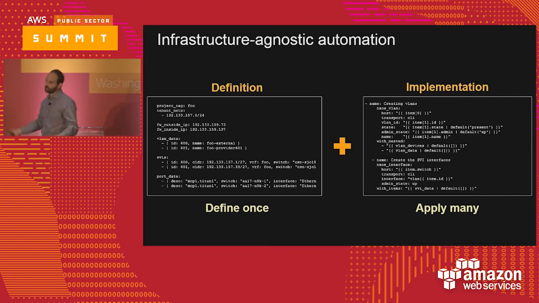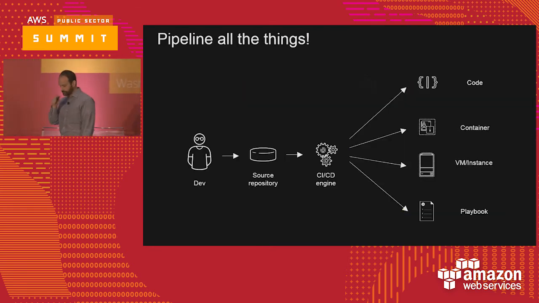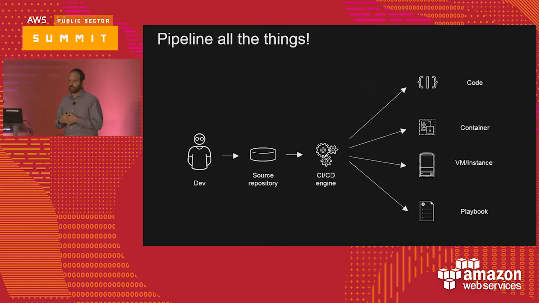And this is just one example of the goodness of decoupling the definition from implementation, moving to different vendors, for example, right? You don't have to go re-architect everything. You simply change how you deliver that infrastructure agnostic or vendor agnostic schema down onto the infrastructure. And once you've done this, you can pipeline all the things, right? Your CI/CD pipeline is really the great abstraction from infrastructure.